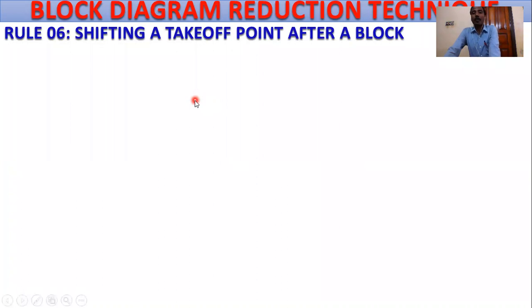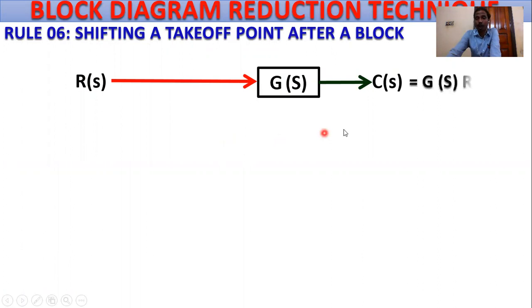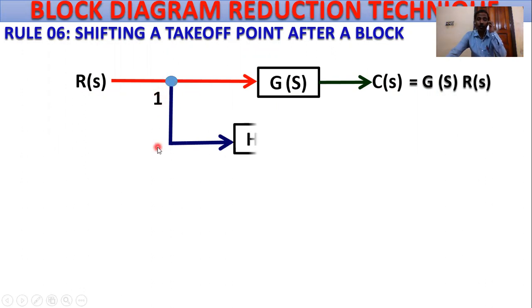Shifting a takeoff point after a block. R(s) equals the reference input, G(s) equals the plant gain or system gain, and C(s) equals the output or controlled output, and this controlled output is equivalent to G(s) into R(s). Reference input R(s) and system gain G(s). Then this is the takeoff point, position 1. And what is the output?